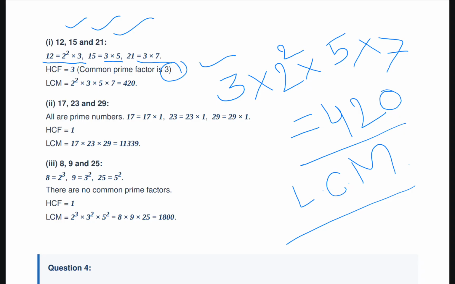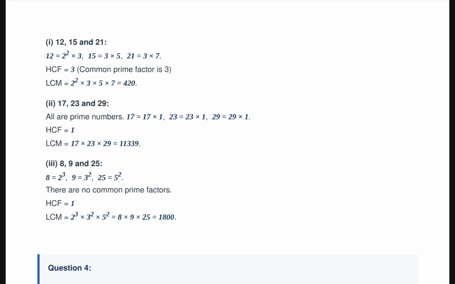So I am not finding factors here because you are already familiar with how to find factors. I am directly doing the question. So the next question, you are getting here 17, 23 and 29. The prime factors of 17 will be only 17 into 1, of 23, 23 into 1, and of 29, 29 into 1. So what will be the SCF here?